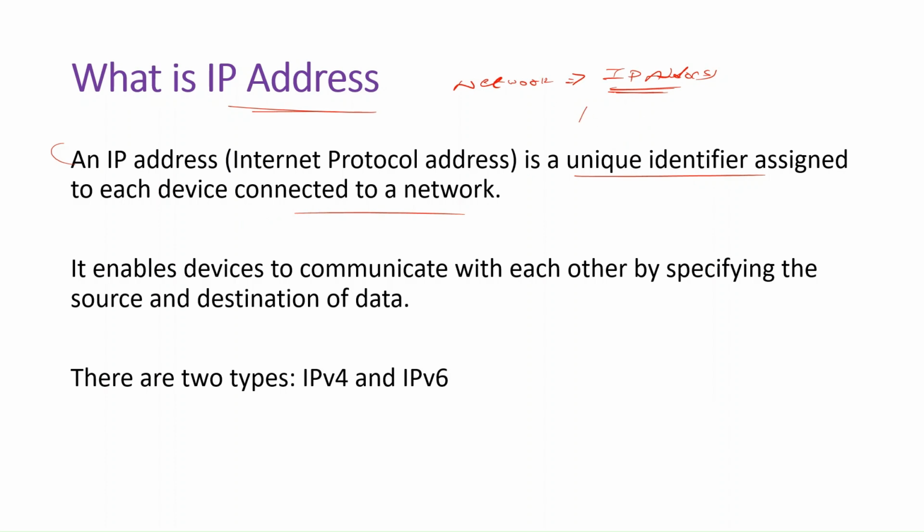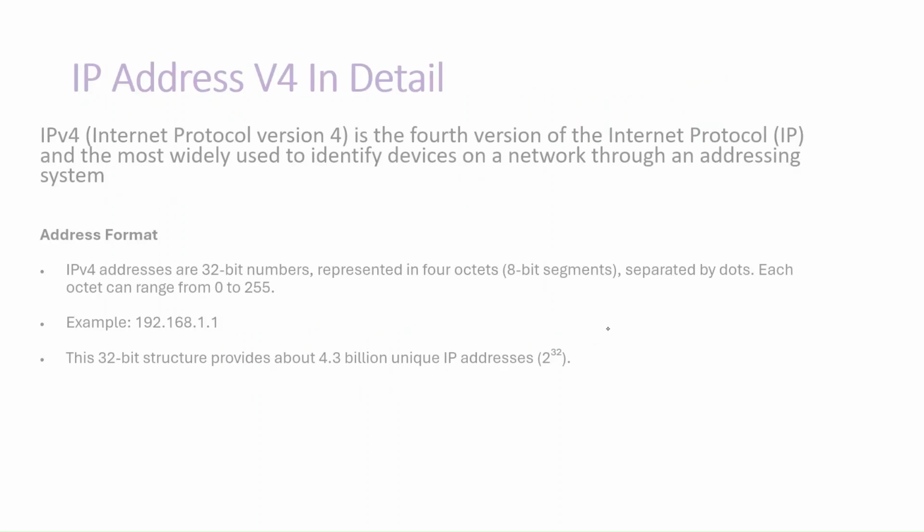So consider you have computer A and computer B again. Computer A will have a private IP and computer B will have a private IP. With the help of these two different unique addresses, communication will be transferred between a source and the destination. This IP address comes in two categories: one is IPv6 and the other one is IPv4. So we are going to see in depth what the difference between IPv4 and IPv6 is.